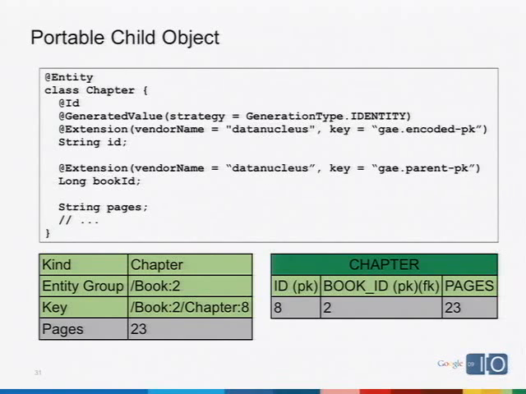When we translate this to the physical model, on the left-hand side, again, we have a typical child object here, right? The key contains the parent key and the child key, and then our properties, 23 pages. And then here's our chapter table with our composite primary key consisting of the ID of the chapter and the ID of its parent, and then the columns.